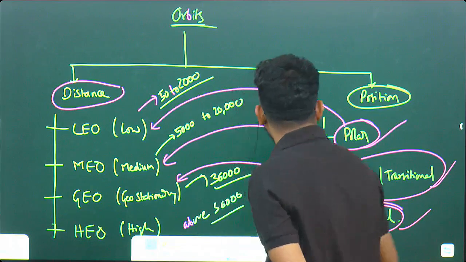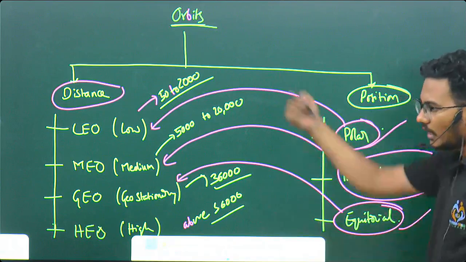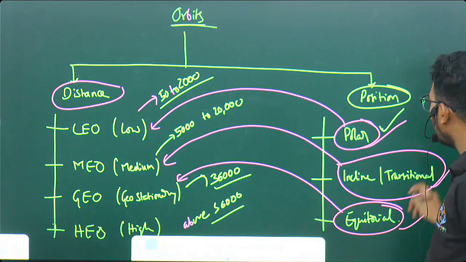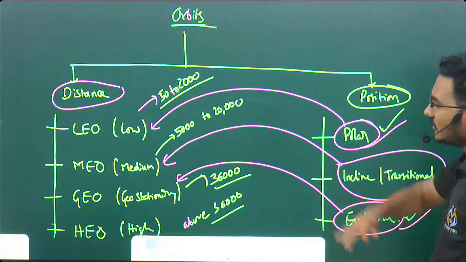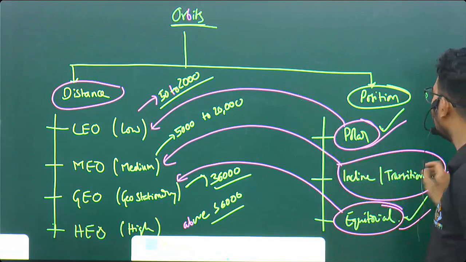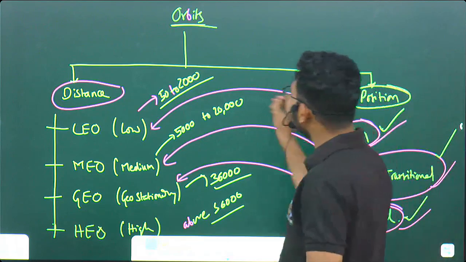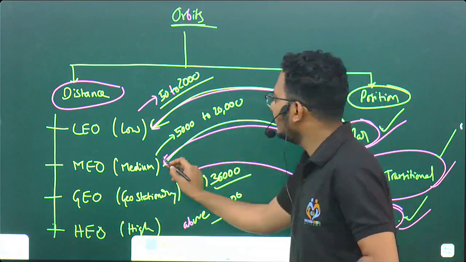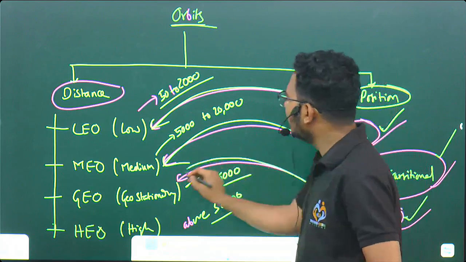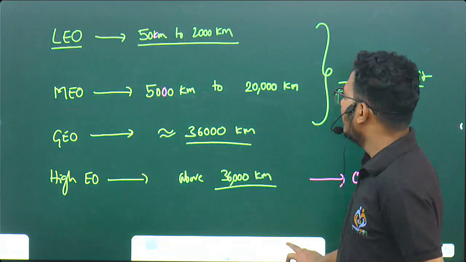And based on positions also we have read the orbits. If it is covering the polar region, it is called polar; if it is covering the equatorial region, it is equatorial. If it is covering somewhere between the polar and equatorial regions, it is called inclined or transitional. Generally polar will be in the LEO only, inclined will be in MEO, and equatorial will be in GEO. So these things we have read.